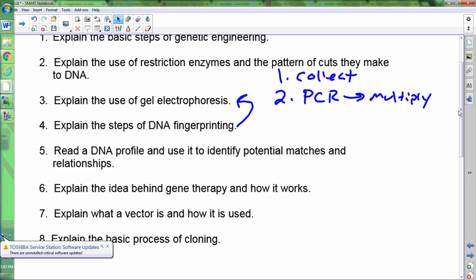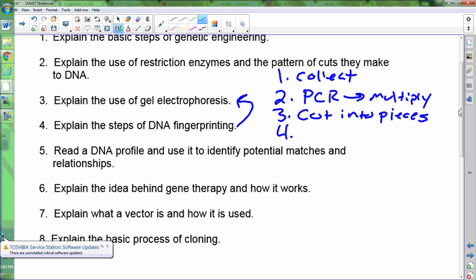Once we have lots of DNA, then what do we do? Put it in... Not yet. We got to cut it. So remember, we cut it up using restriction enzymes. Because the whole point of gel electrophoresis is it's going to separate all those little pieces based on their size. So if you haven't cut it up, you're going to get one band. That's all it's going to be. Okay, so step 4, that's when we electrophorese it.